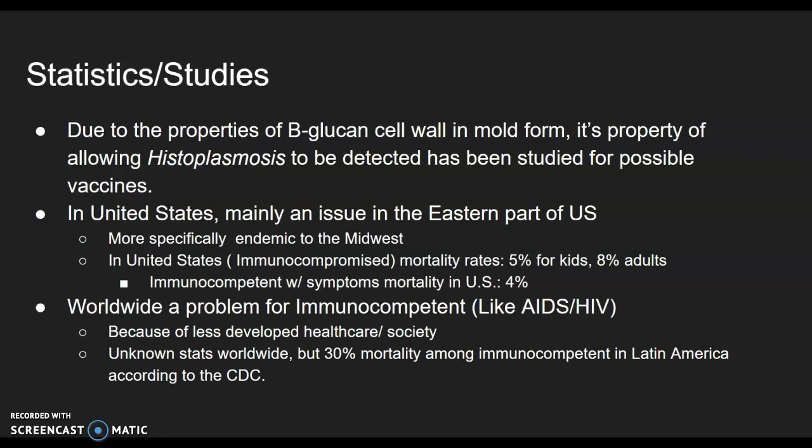Okay, statistics. Due to the properties of the beta-glucan cell wall in mycelial form, mold form, it's used for a lot of studies for a possible vaccine. As far as I know, there's no vaccine for histoplasmosis, Histoplasma capsulatum.